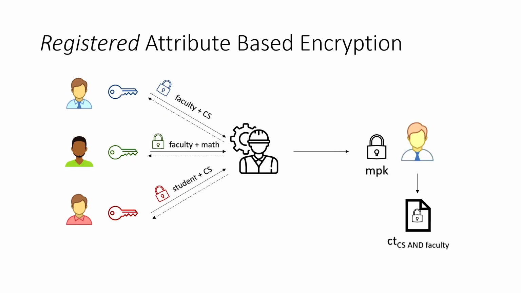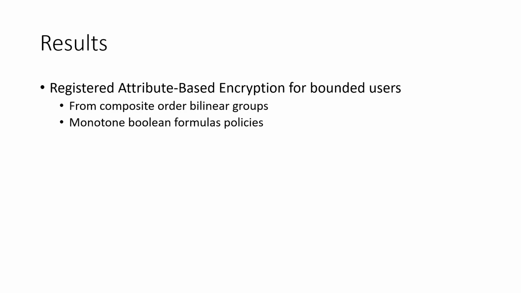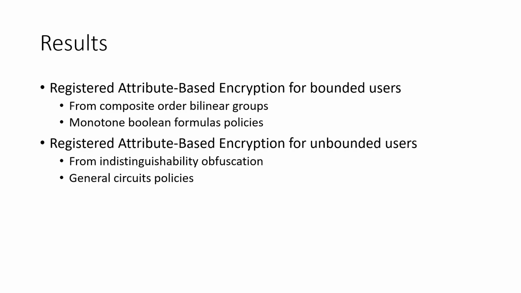So we define registered attribute-based encryption, which is essentially what you'd imagine it to be. It's the notion of registration-based encryption with the functionality of attribute-based encryption. In traditional registration-based encryption, the users just send an identity to the key curator, but in registered attribute-based encryption, they register with a set of attributes instead. In terms of our results, we have two constructions. The first is a registered ABE for an a priori bounded number of users from composite order bilinear groups, which supports monotone Boolean formulas. We also construct an unbounded registered ABE from obfuscation.